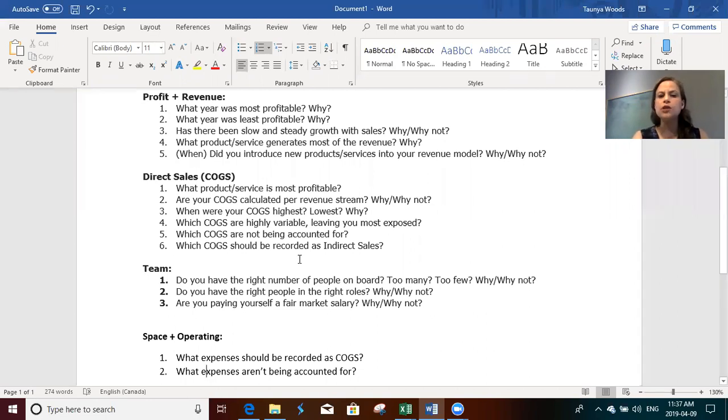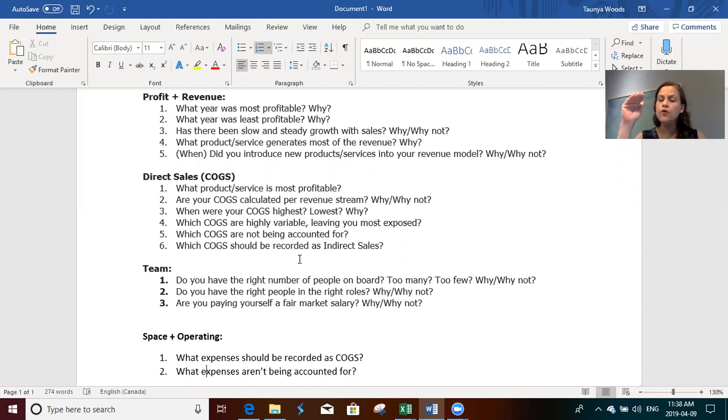Which cost of goods are highly variable, leaving you most exposed? This is important because there are definitely going to be some things, like fuel, shipping, duties, exchange rates, right? You're going to have very little control over all of those things. We need to change that. We want to make sure that you do have control over those things so that we are not over budgeting. We are making sure that you are never compromised again when it comes to your cost of goods.